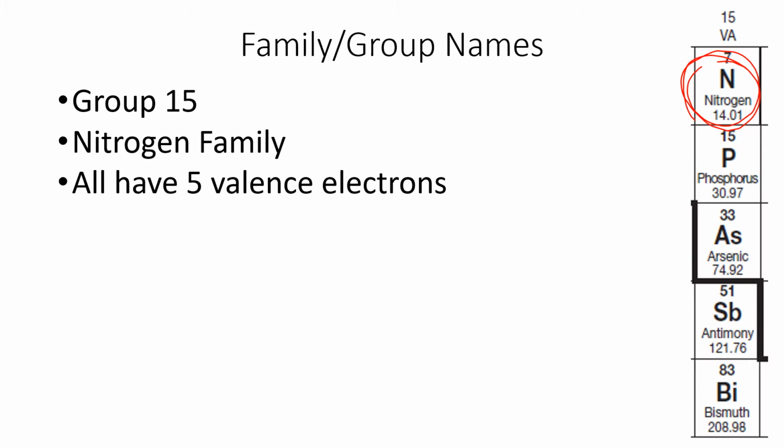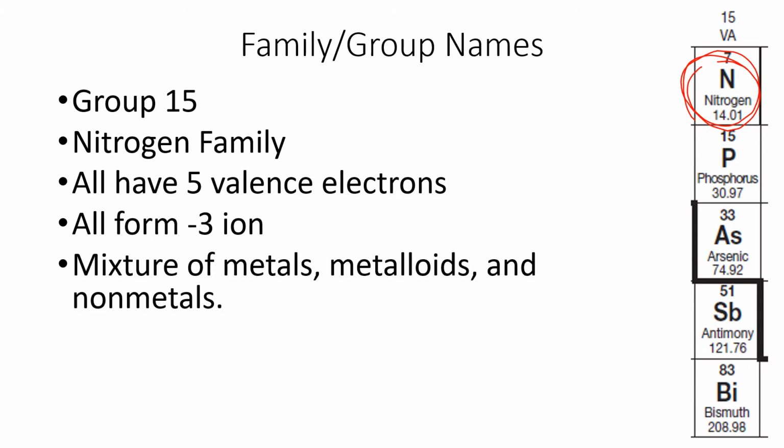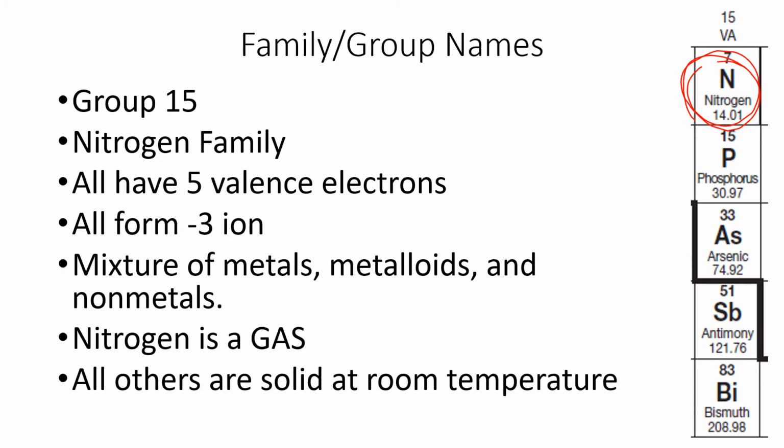So everything in group 15 always forms a -3 ion. Label this on your periodic table to help remind you. It's a mixture of metals, metalloids, and nonmetals. Nitrogen is a gas, and all of the others are solid at room temperature.